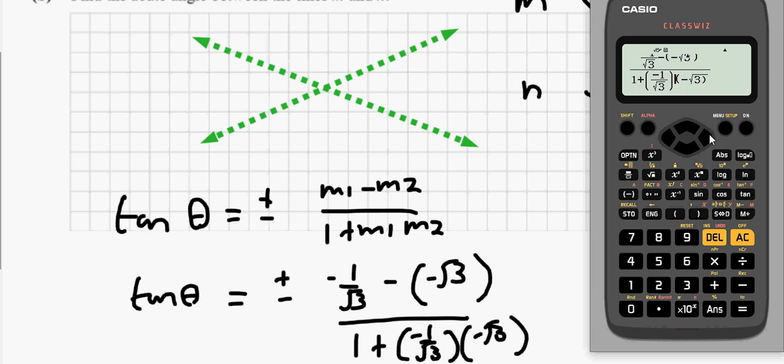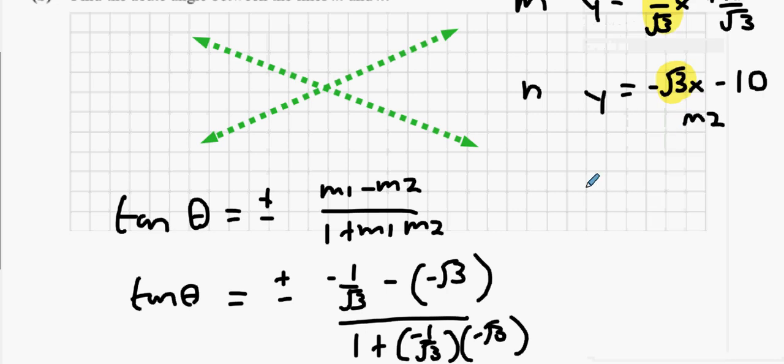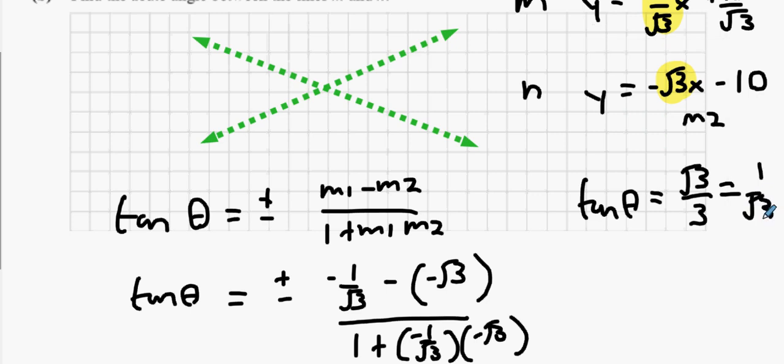The square root sign went over the bracket. I got root 3 over 3. Is that okay with you guys? Tan theta equals root 3 over 3, which is actually the same thing as 1 over root 3. Tan inverse that, and what do you get? Tan inverse root 3. Who got that? 30 degree answer? Okay. You're done.